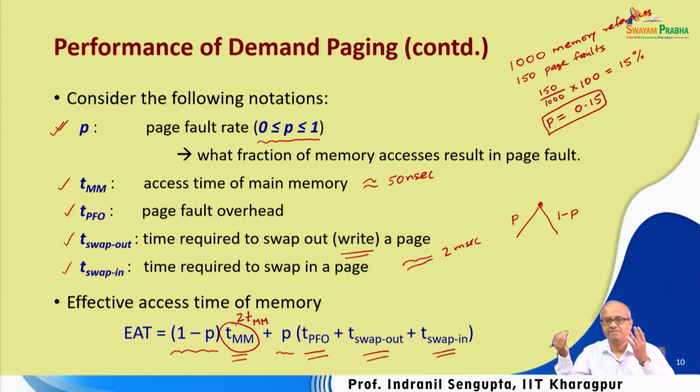So, maybe 50,000 times larger or so, 25,000 times larger. Actually it should be plus 2 TMM because after swapping you will also have to access the memory, right. But because T swap out swap in are much greater than TMM, you can ignore this term. Okay. Now, what we shall do?